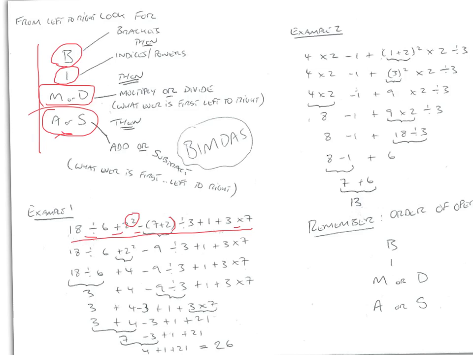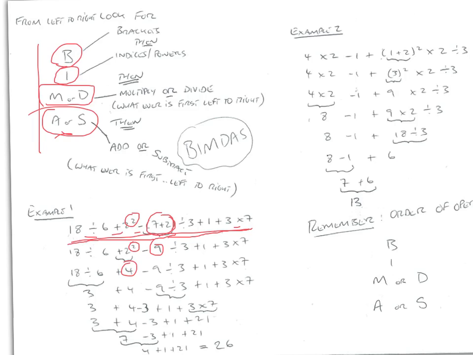Okay, so let's look at this problem here. 18 divided by 6 plus 2 squared minus 7 plus 2 all in brackets divided by 3 plus 1 plus 3 times 7. Let's fix first what's in the brackets. 7 plus 2 is 9. Next, fix what's squared. 2 squared is 4.